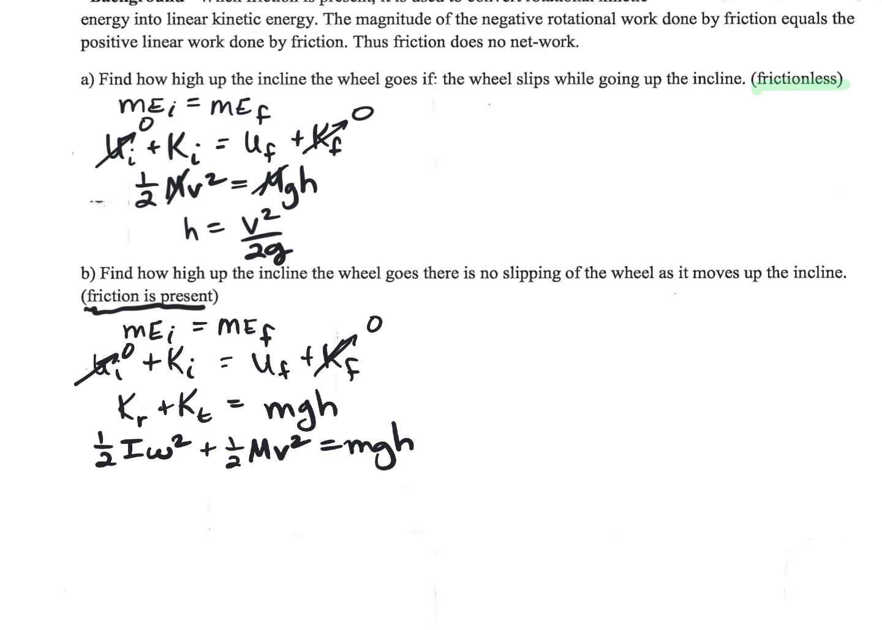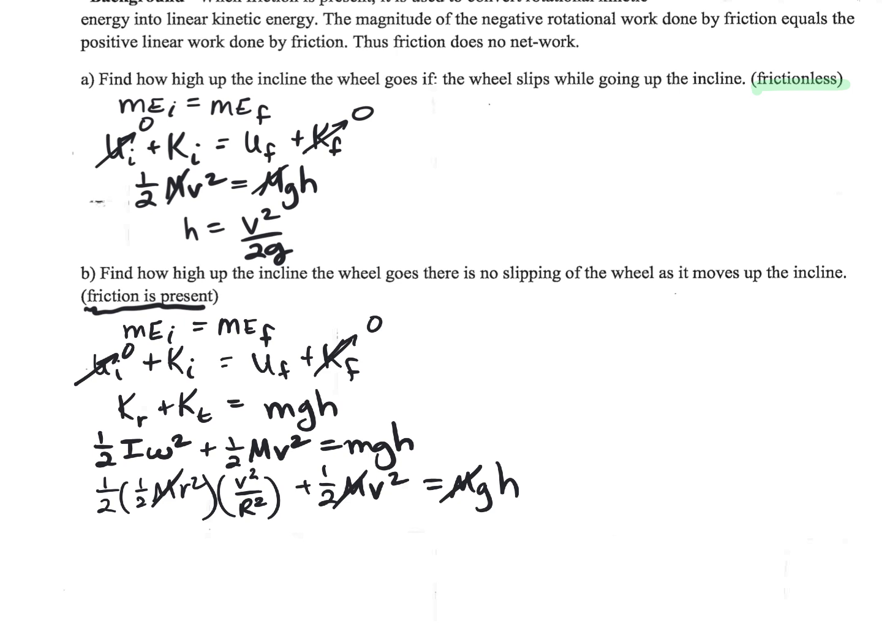This is a solid wheel, so its inertia is 1/2 mr squared, isn't it? So this is 1/2 mr squared, and this becomes v squared over r squared, doesn't it? It's 1/2 mv squared equals mgh. M does still go away.